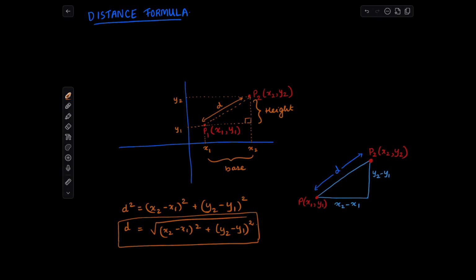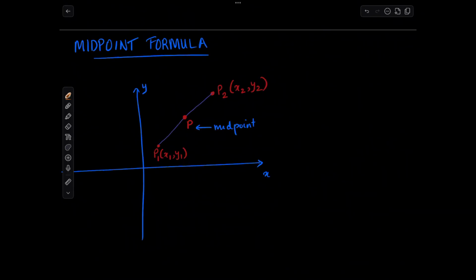What if we want to find the midpoint between 2 points? We can use the picture we drew earlier to find the midpoint of the line segment joining the 2 points P1 and P2. We can get the x-coordinate of the middle point by taking the average of x1 and x2. Likewise, we can calculate the y-coordinate of the middle point by taking the average of y1 and y2. Thus, the midpoint coordinate P is ((x1 plus x2) by 2, (y1 plus y2) by 2).